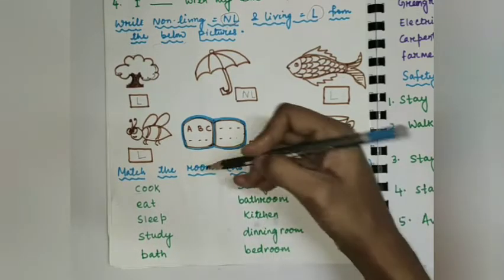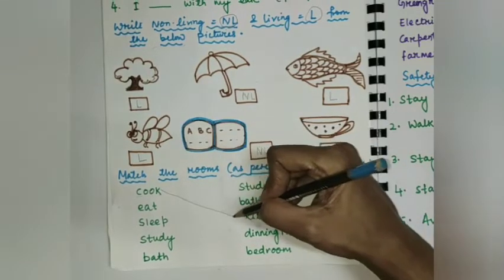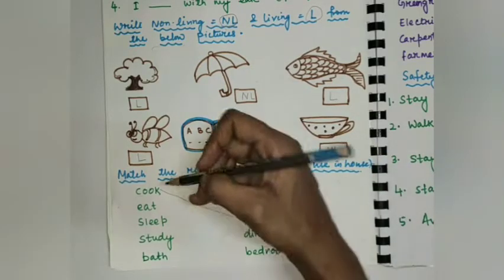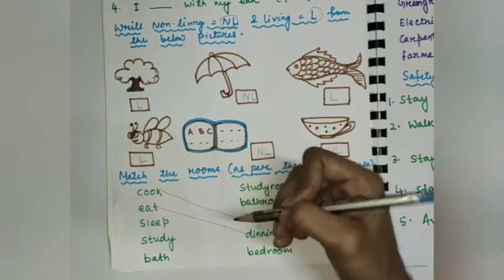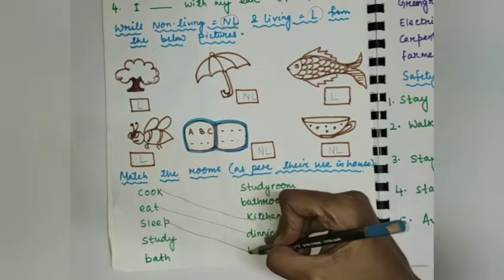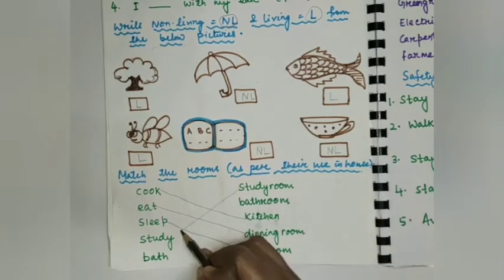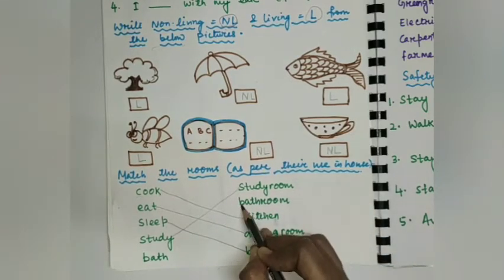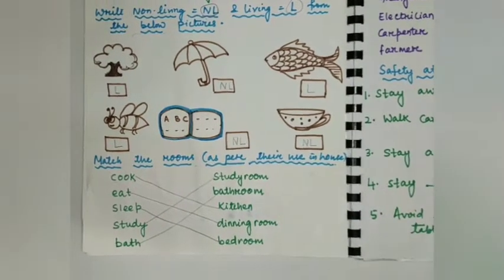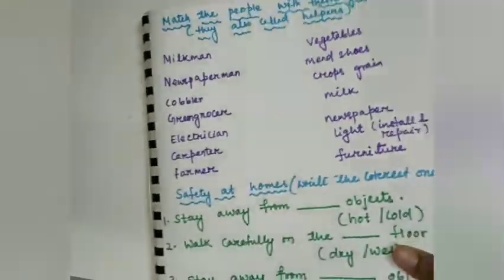Here, match the rooms as per their uses. Cook: we cook in the kitchen. Eat: we eat in our dining room. So I draw a line from eat to dining room. Then we sleep in our bedroom. Then we study in our study room and take a bath in our bathroom. These are some rooms in our house. Match them as per their uses.